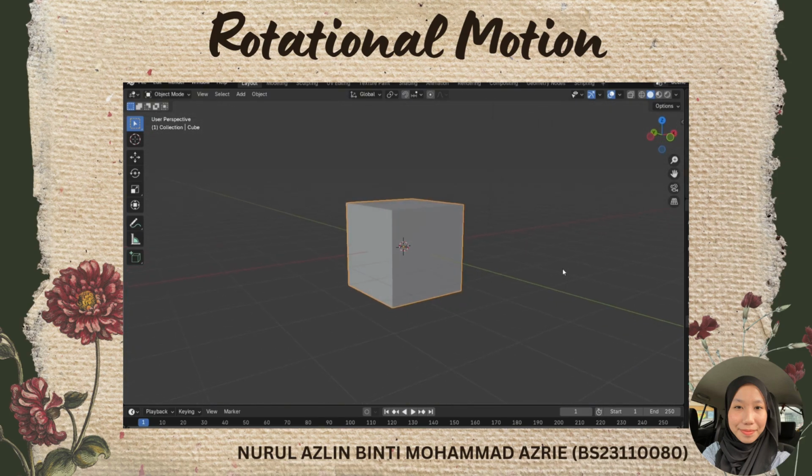Rotational transformations are vital for creating dynamic and realistic graphics, from rotating two-dimensional sprites to handling complex three-dimensional rotation with quaternions. Understanding how to apply rotational motion is key to modern computer graphics and interactive visual applications.